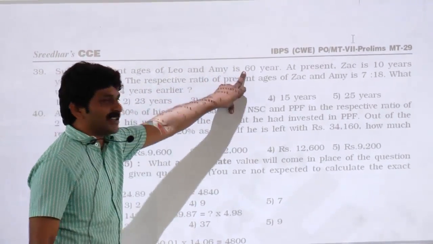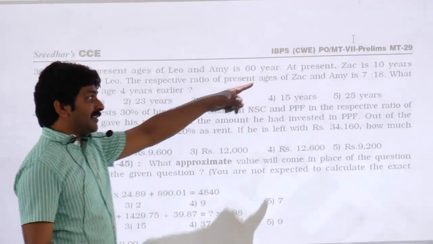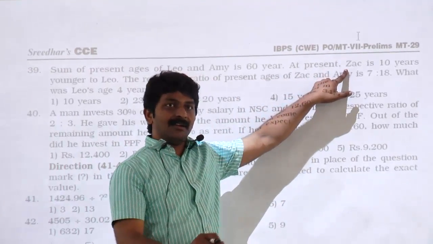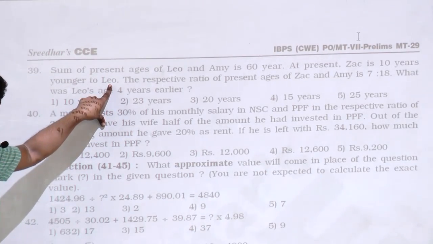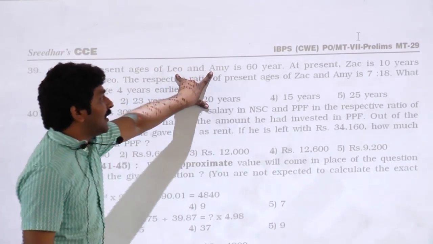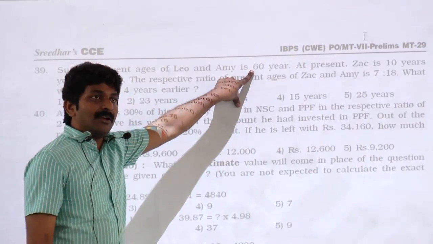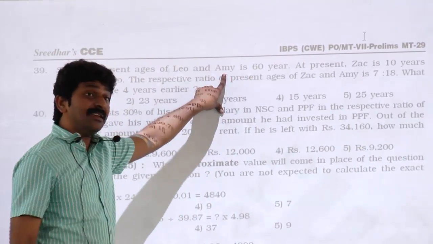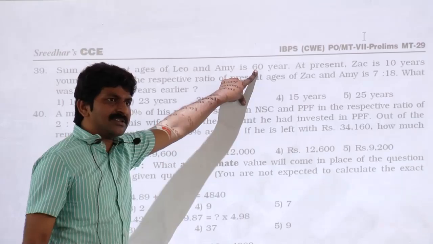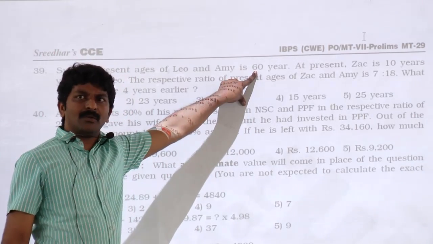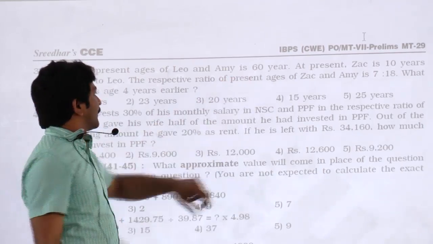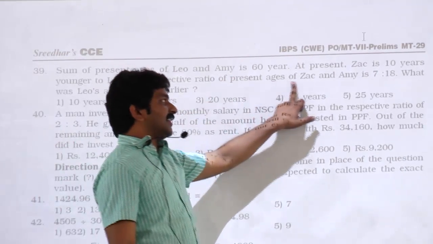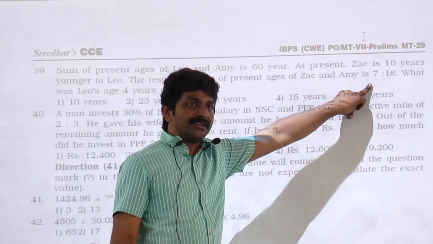Leo and Amy is 60. And it is given that Jack is 10 years younger to Leo. If the sum of ages of Leo and Amy is 60, what is the sum of ages of Jack and Amy? 10 years younger to this. Yes or no? How much is that? 50. Jack and Amy. The respective ratio between the present ages of Jack and Amy is 7:8.